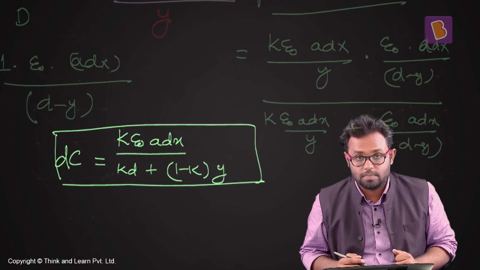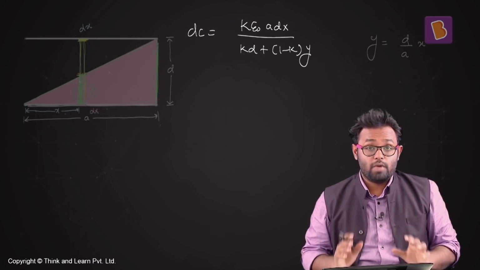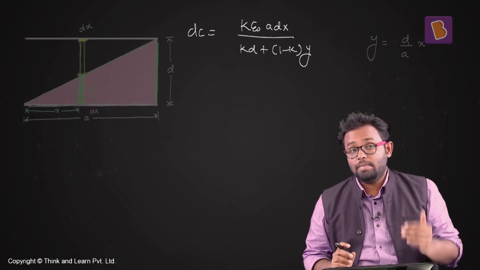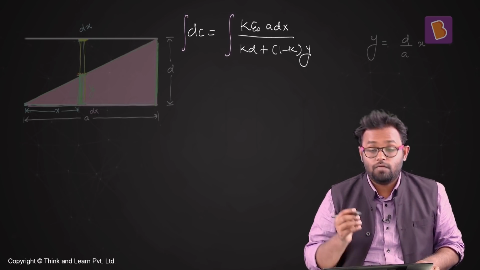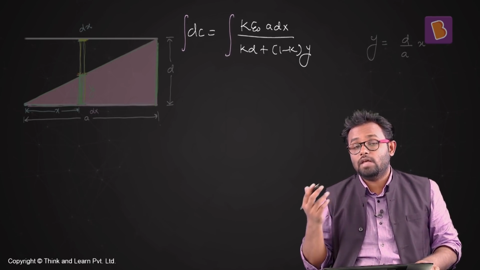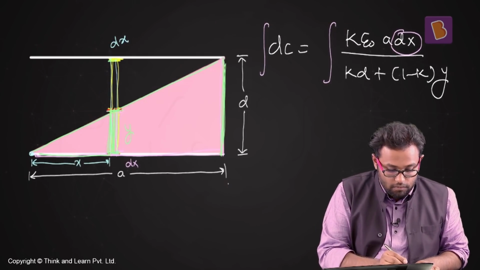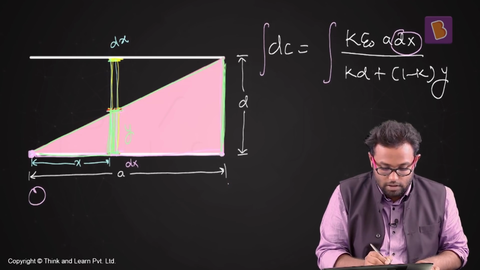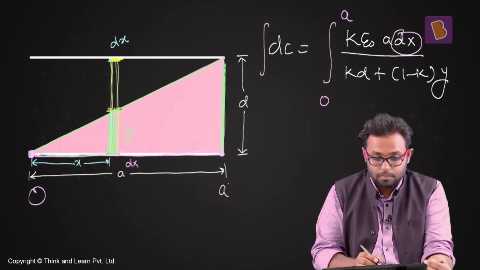So let's integrate this. So here I have the expression that I want to integrate, but when I want to integrate it, I have to be very careful about the limits of integration. So the limits of x, because x is the variable of integration here, dx we have got here, right? And x is varying from here to there. So the minimum value of x is 0 and the maximum value of x is a. So from 0 to a, my x varies.